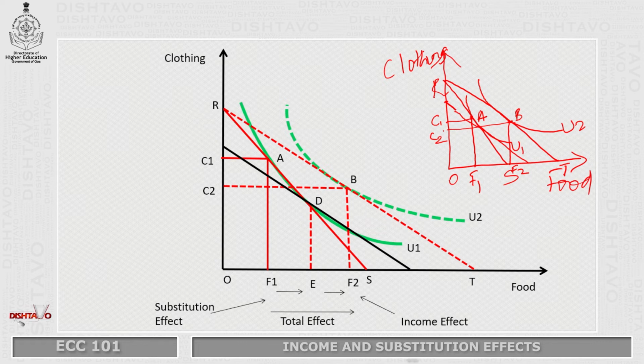Now you see this hypothetical or imaginary budget line is tangential to the old indifference curve U1, and it is also parallel to the new budget line. The imaginary budget line, the black line, is parallel to your new budget line RT, the dotted red line. So you have to draw that line in such a way that it is parallel to RT and tangential to the indifference curve U1.